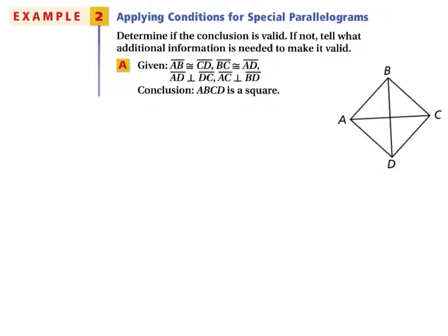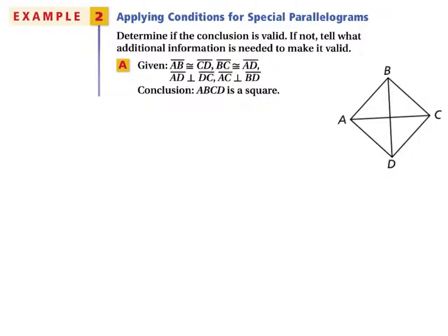All right, example 2. Applying the conditions for special parallelograms. So here's what we want to do. We want to determine if the conclusion is valid. If not, tell what additional information is needed to make it valid. So here's what we know. Segment AB is congruent to segment CD. Segment BC is congruent to segment AD. And segment AD is perpendicular to segment DC. We also know AC is perpendicular to BD.